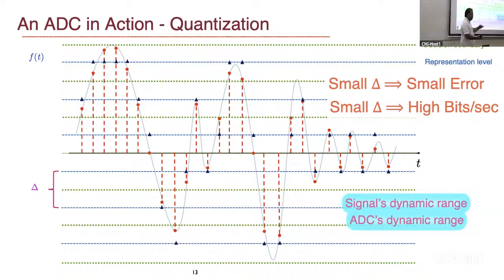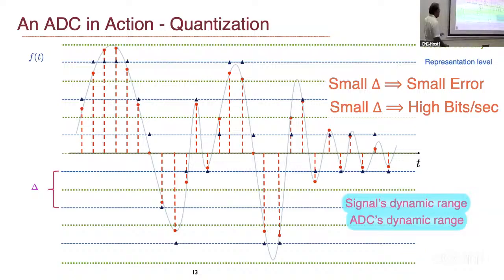Similarly, when we are doing quantization, we have some sort of dynamic range. So what should be the relation between the dynamic ranges? The ADC's dynamic range should be much larger than the signal's dynamic range. Otherwise, what will happen if your signal is very big? It will get clipped. That we all studied at one point of time.